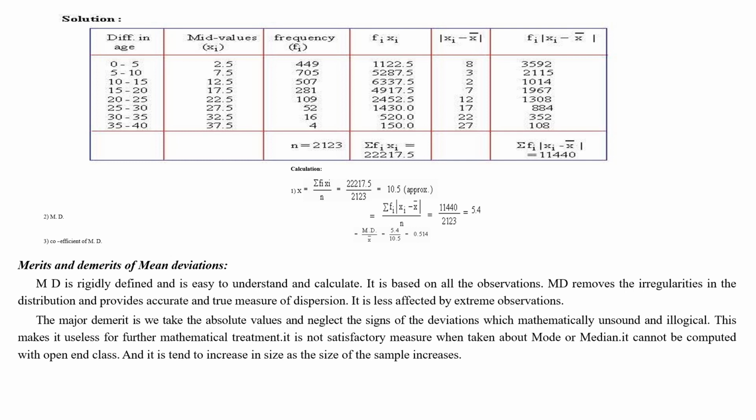What is x bar? So this is x bar, that is the summation of frequency into xi divided by n. Okay, so how much did we get? 10.5. This is the xi. So xi minus x bar, that is 10.5 minus 2.5, that is 8.